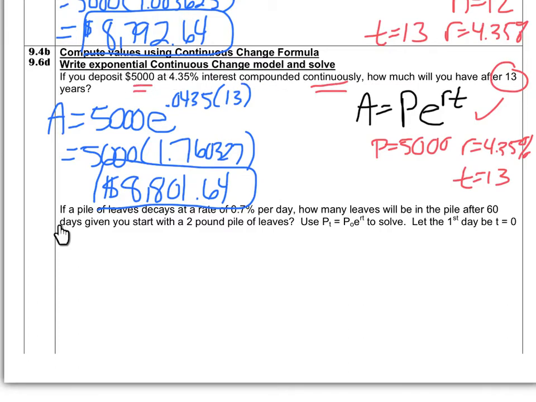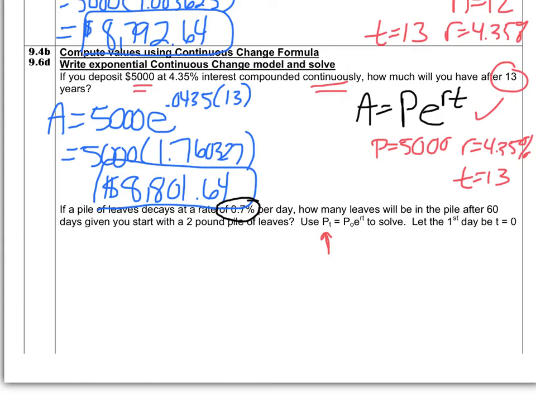Now, the other learning objective was to write an exponential continuous change model and solve. That's what the second problem is related to. Here it is. If a pile of leaves decays at a rate of 0.07% per day, how many leaves will be in the pile after 60 days, given you start with 2 pounds of leaves? And they want us to use this APERT formula right here. So let's just look at the values. Again, they want us to know how many leaves will be in the pile after 60 days, so they want us to find P of T.